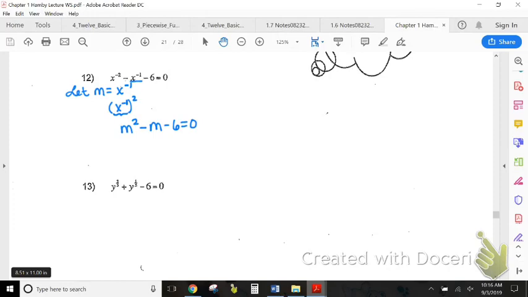So is that one factorable? No. Yeah. What multiplies to negative 6 and adds to negative 1? What number's in front of the m? A 1. 3 and 2. Yeah, 3 and 2. What's it, negative 3 and a positive 2?